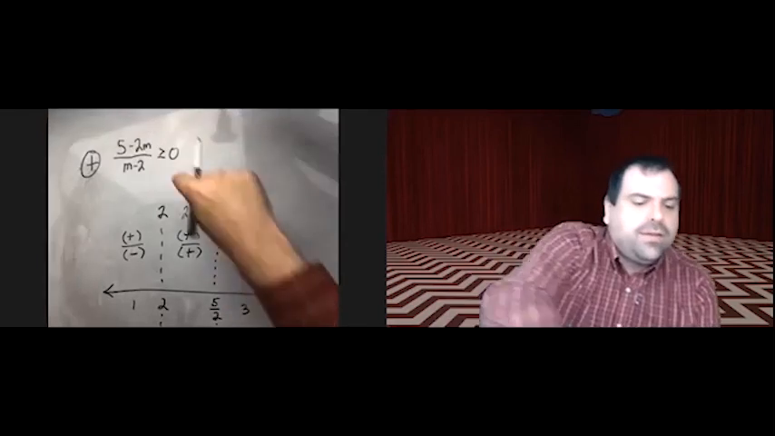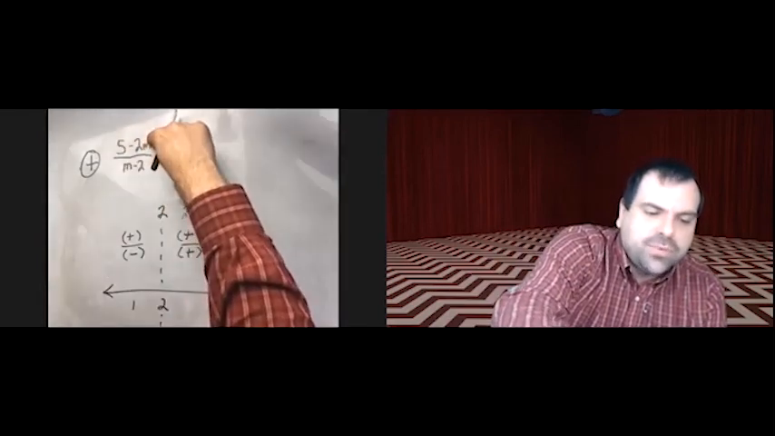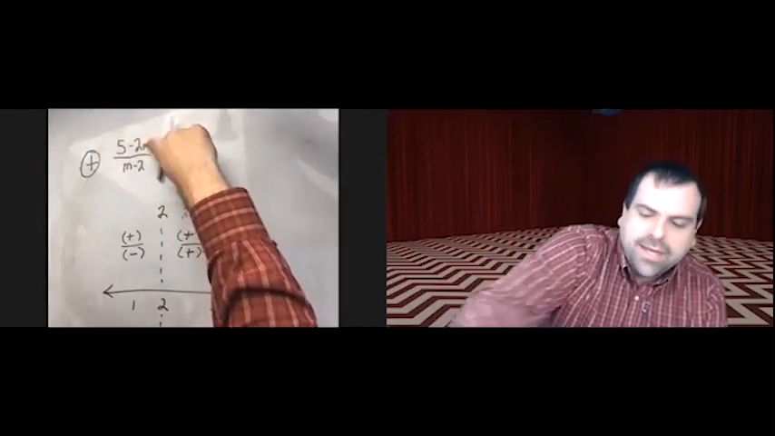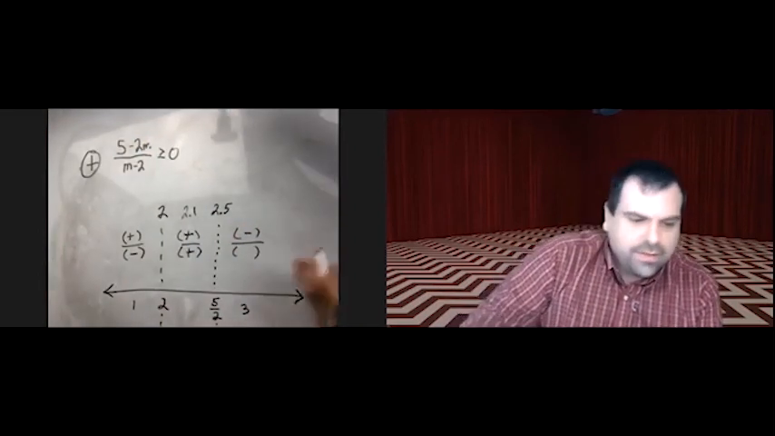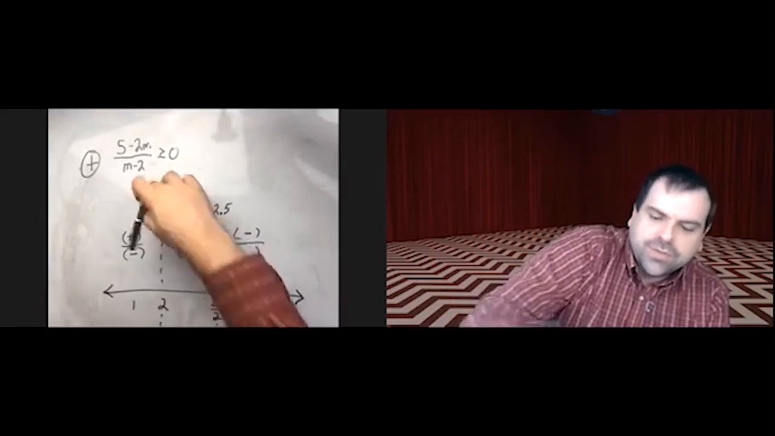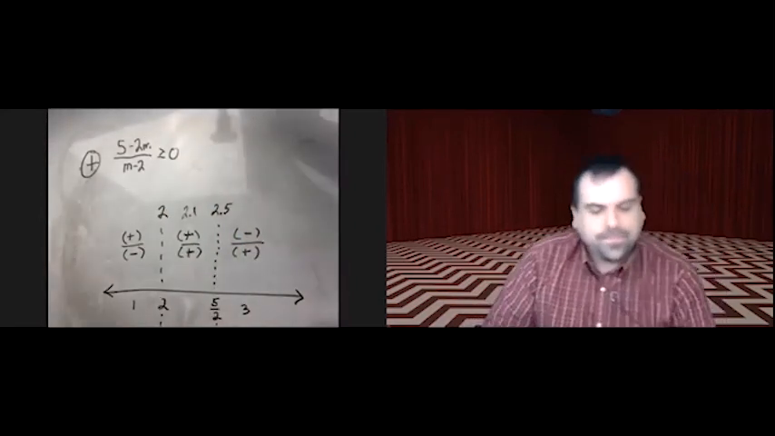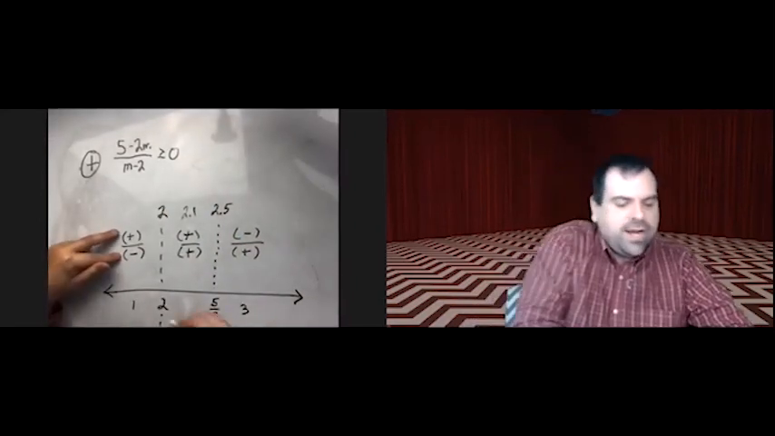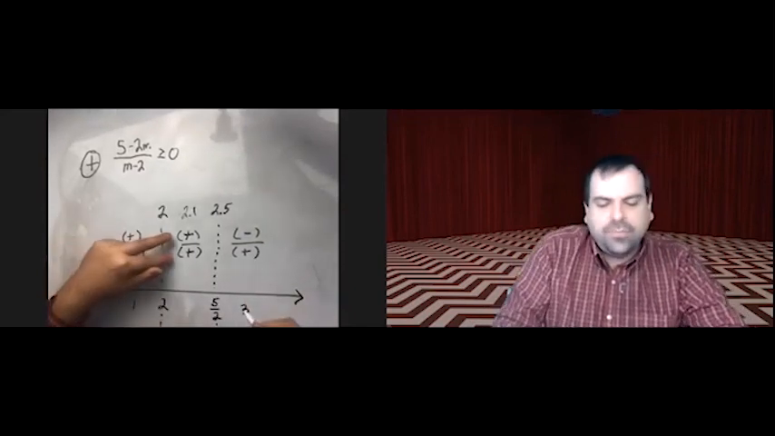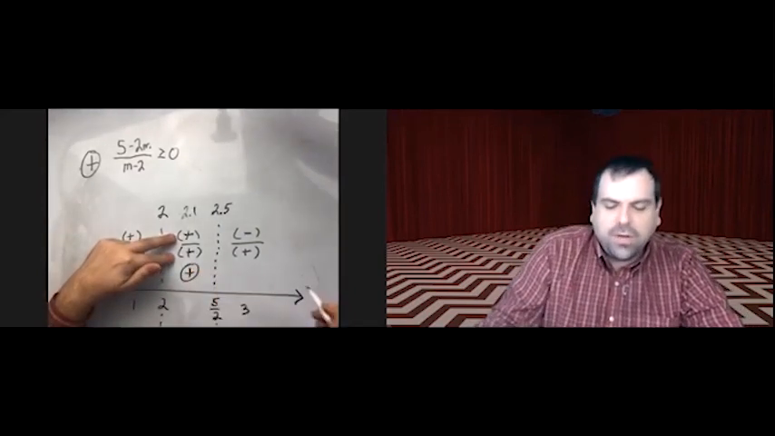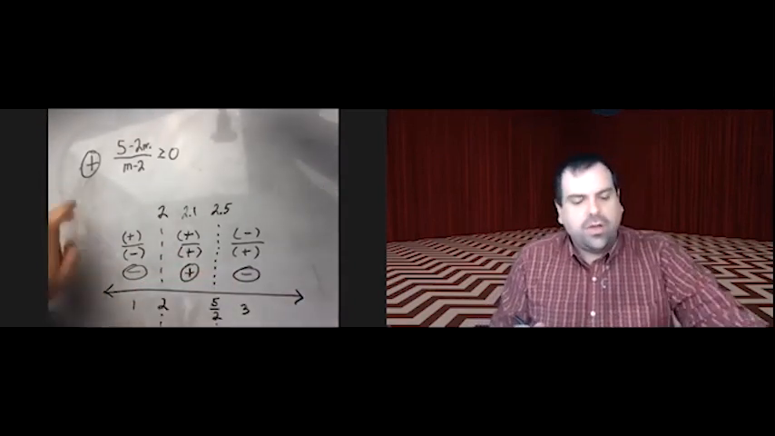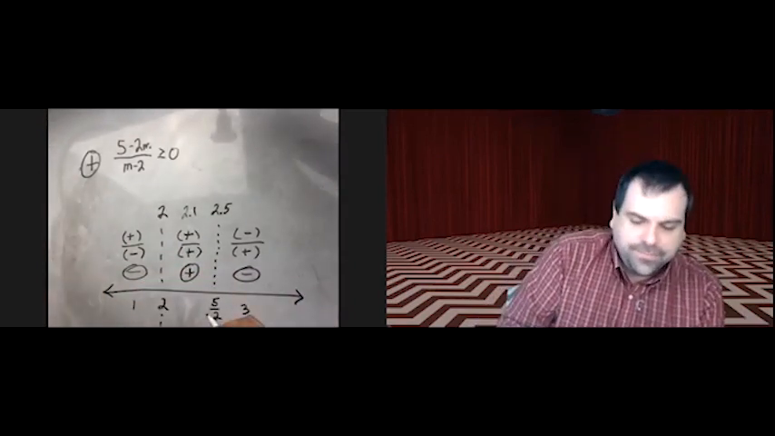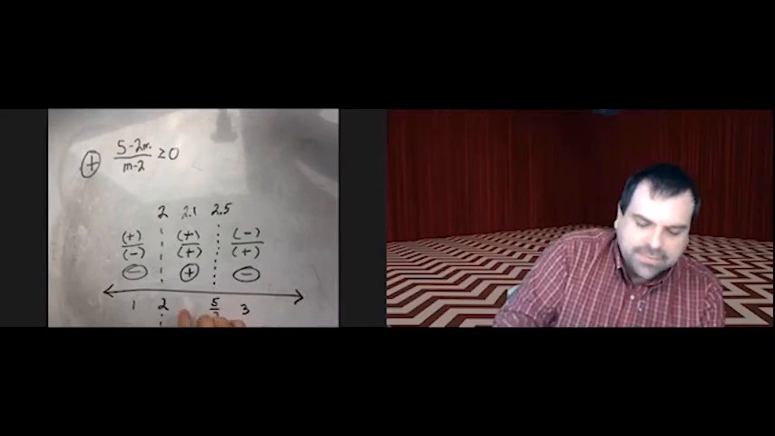If I plug 3 in, 5 minus 2 times 3. It's 5 minus 6, that's -1, that's negative. If I put 3 in, 3 minus 2 is 1, that's positive. So positive over negative is overall negative. Positive over positive is overall positive. Negative over positive is overall negative. We want positive. That's going to be section 2.